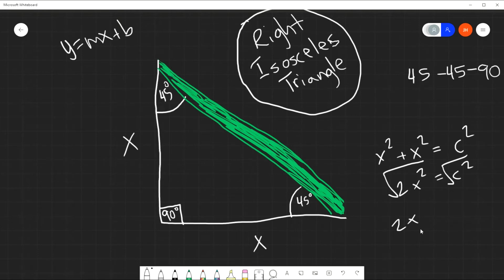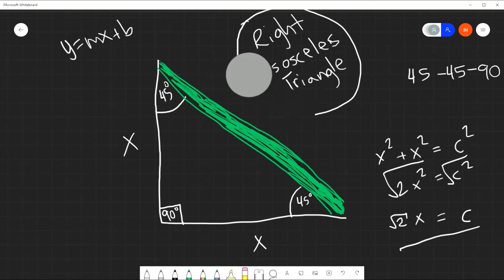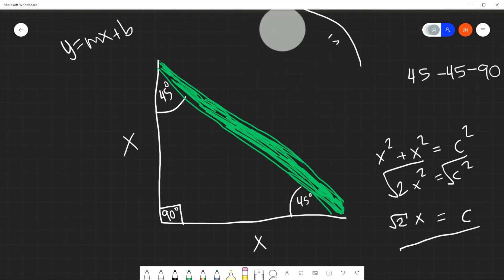Because yes, the square root of x squared is x, but what's the square root of 2? It's the square root of 2, guys. So what you'll notice is that actually I'm gonna end up with the square root of 2 times x. Let me rewrite this because it doesn't look super clean the way I wrote that. So when I square root 2x squared, I get square root of 2 times x. And this is equal to the square root of c squared, which is c. So this hypotenuse there, I'm going to erase my right isosceles triangle. Don't forget. If you know what that means, tell me.